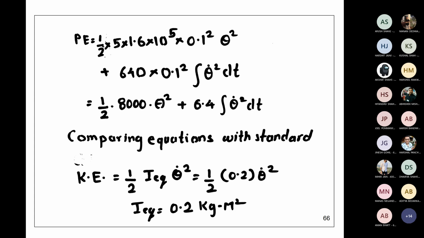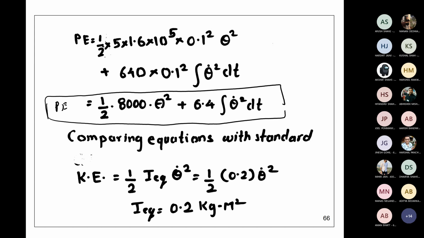So I simplify this equation. So this is my total potential energy. Now I don't have to actually solve this equation. I will just compare this equation with our standard equations of kinetic energy. Our equation of kinetic energy is half I equivalent into theta dot square. So compare the coefficients of theta dot square. So I get I equivalent as 0.2 kg meters. Is that understood?